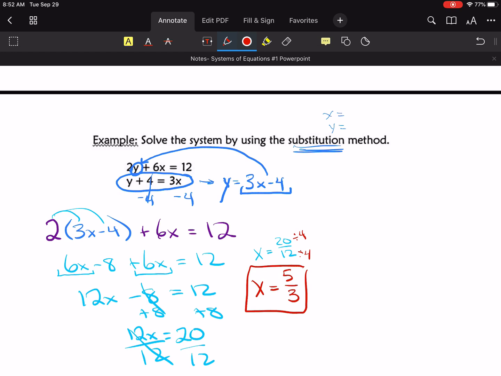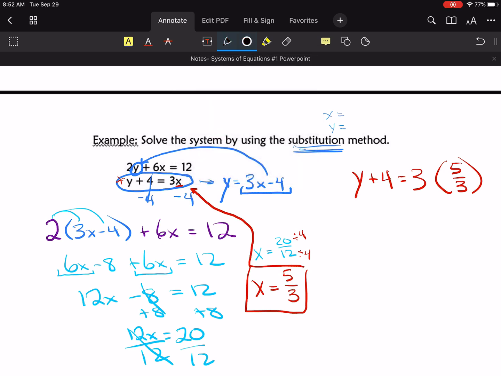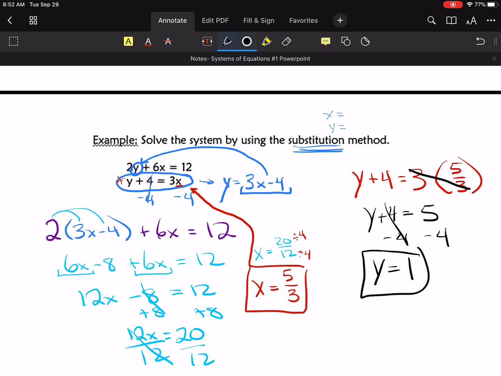So it looks like the bottom equation might be the easiest here, because I'm multiplying by 3, so it'll get rid of my fraction. So let's plug in 5/3 into my x of the bottom equation. So that would look like this. y plus 4 equals 3 times 5 over 3. The 3 times the 5/3, the 3's would cancel. So I would have y plus 4 equals 5. And then I just have to subtract. So y would equal 1. Now remember, final answer has to be the ordered pair. So my answer, 5/3, 1.